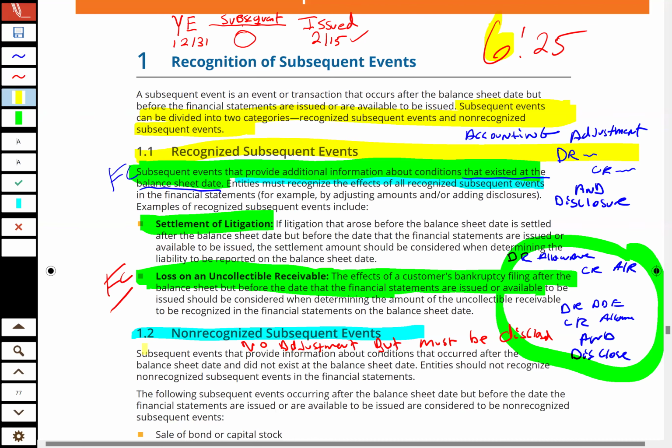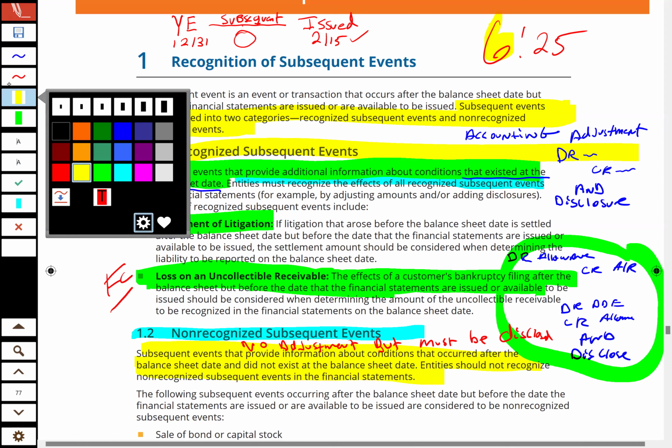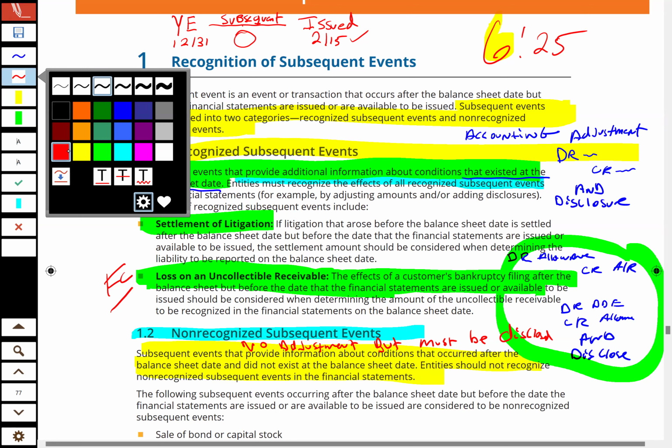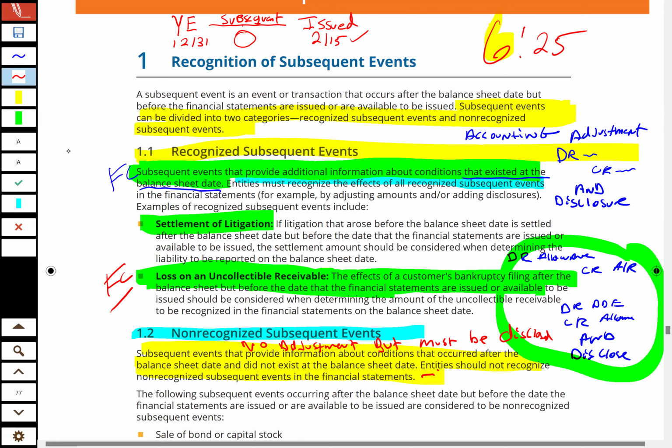Okay. All right, good. Okay. And entities should not recognize non-recognized subsequent events. Whoever wrote this is probably an idiot. I hate people that understand things and then write them in a way so that it makes it hard for me to understand it. Entities should not recognize recognized subsequent events, you think? Okay, but what? But disclose. Okay, go ahead and flashcard that.